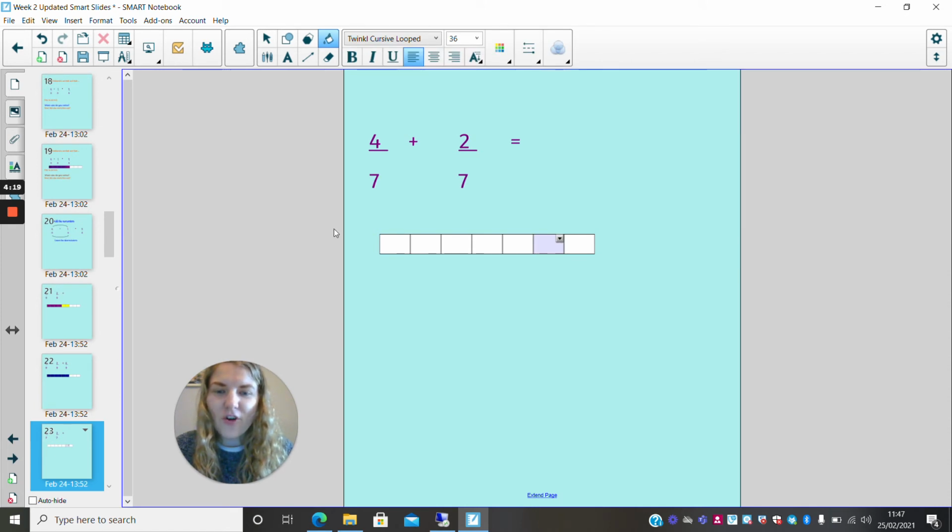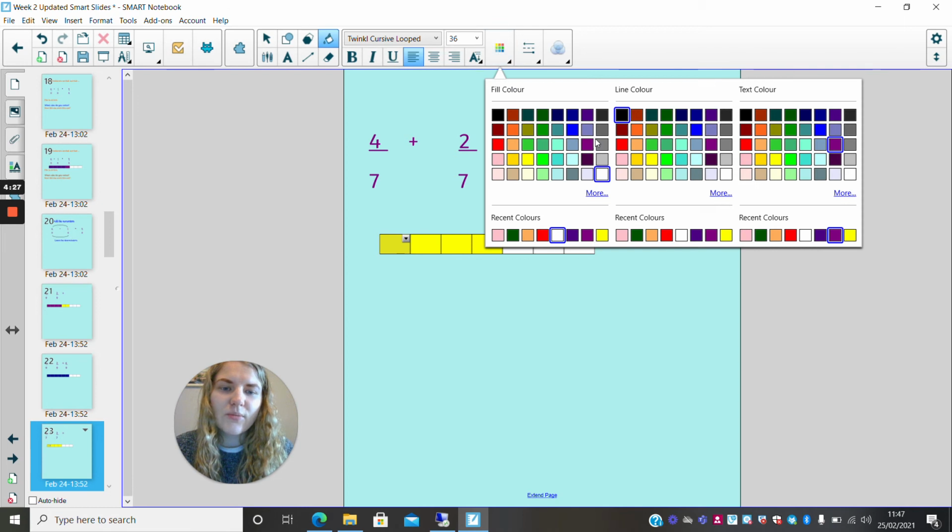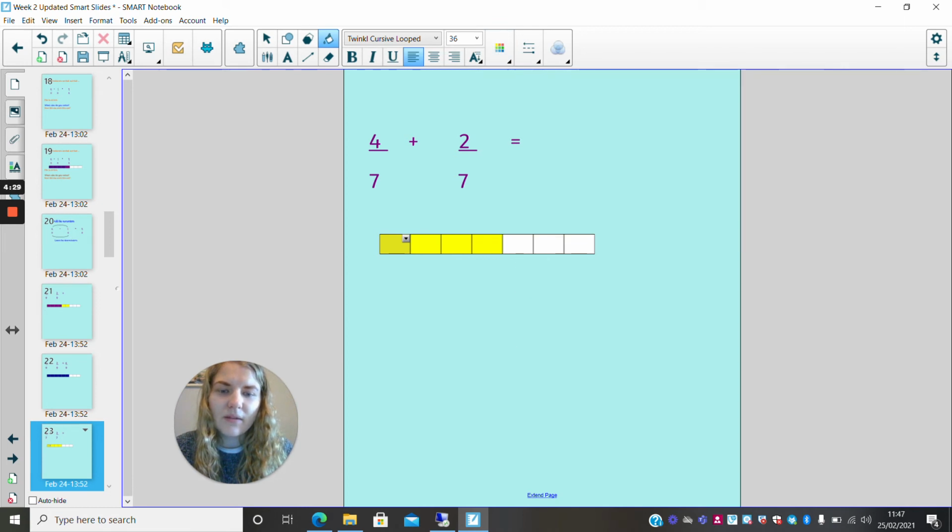Okay, here we've got 4 7ths, add 2 7ths. Let's colour in 4 7ths. 1, 2, 3, 4. Colour in 2 more 7ths in a different colour. 1, 2. So now we've got 1, 2, 3, 4, 5, 6 7ths. Perfect.